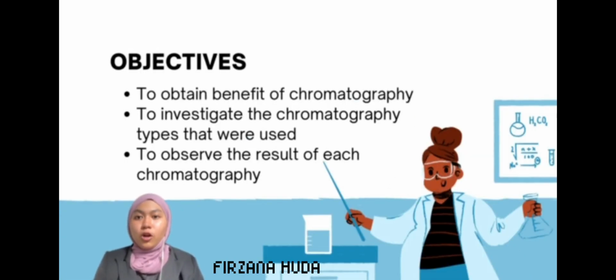Next, these are the objectives that we must achieve. The first one is to obtain the benefits of chromatography. The second one is to investigate the chromatography types that we use. And the third one is to observe the result of each chromatography.